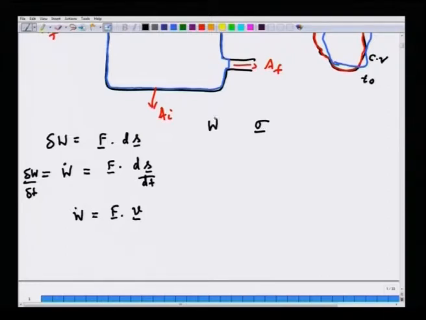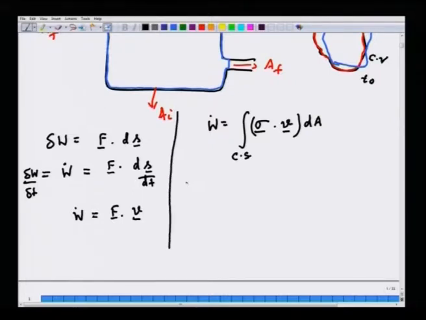So, W dot is the integral of the stress, which is force per unit area, as we have been mentioning, over the entire control surface area. Now, the entire control surface area has 3 types of areas: A internal, A flow, and A shaft. So, we have to split this integral into these 3 areas.